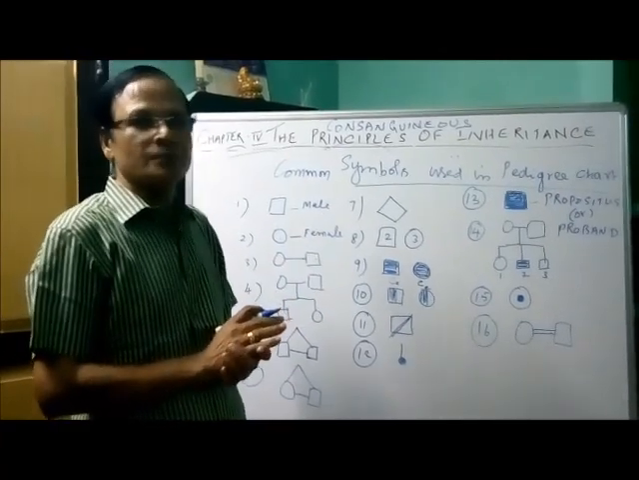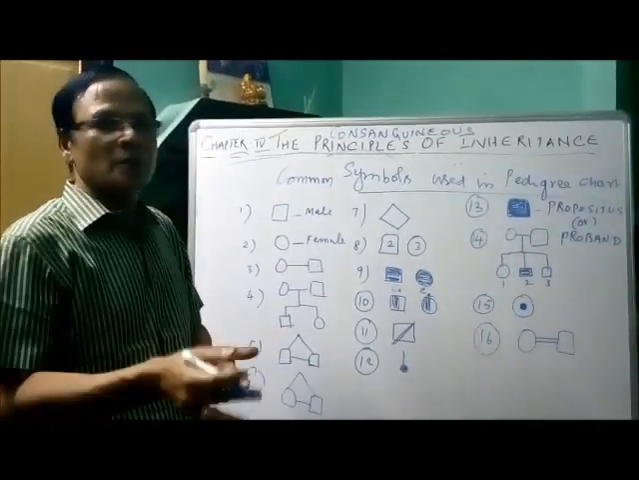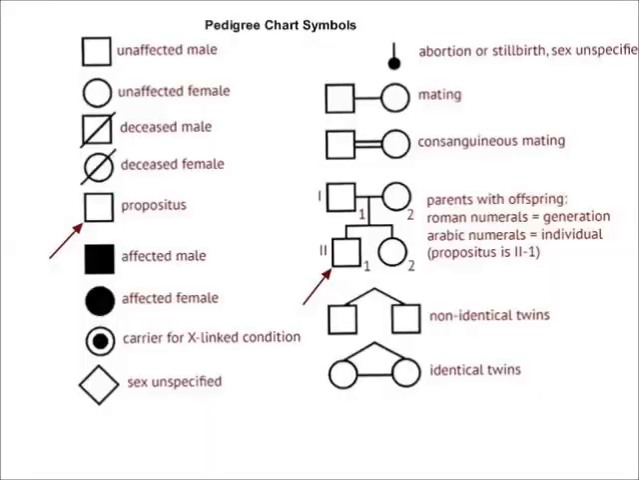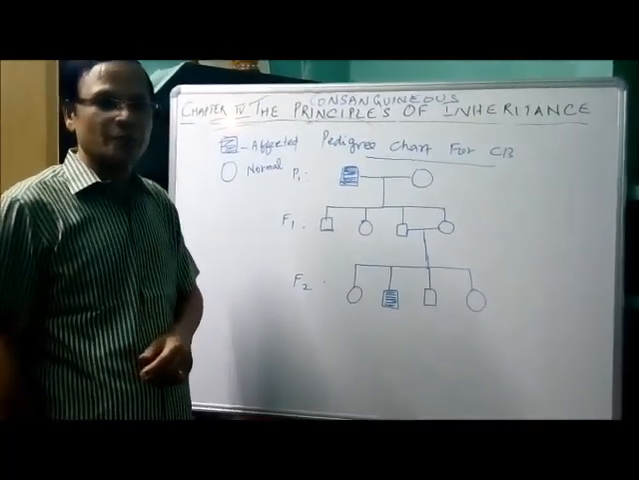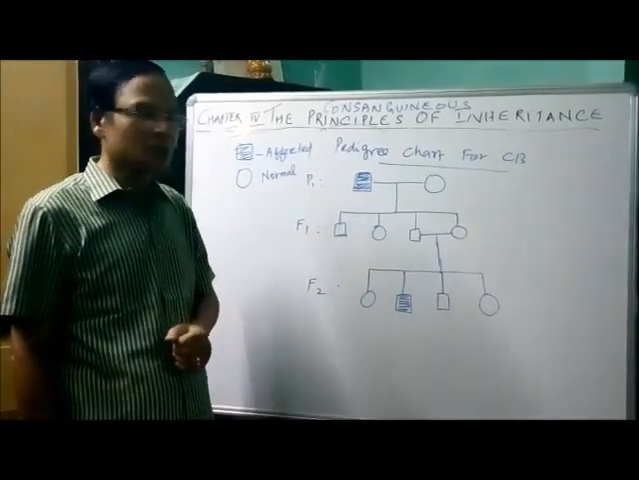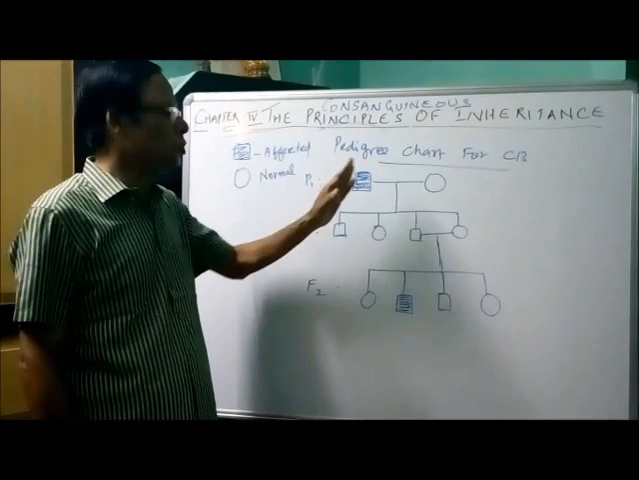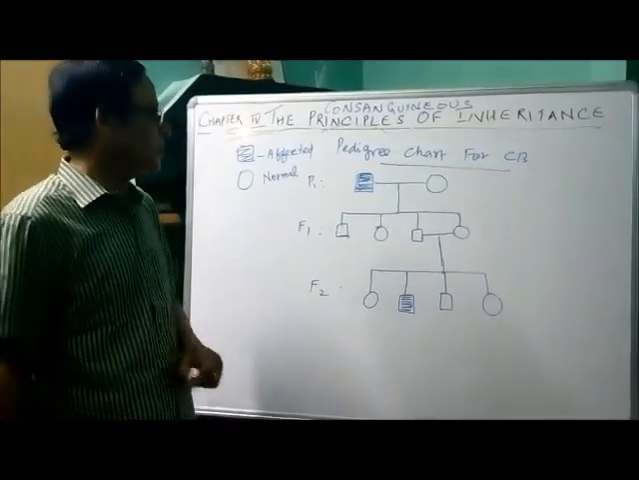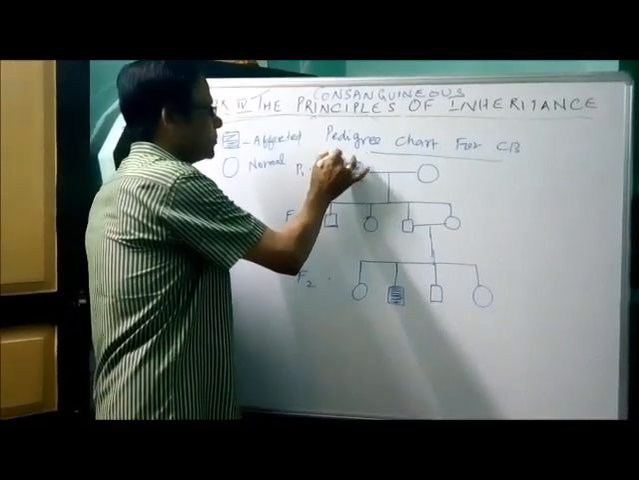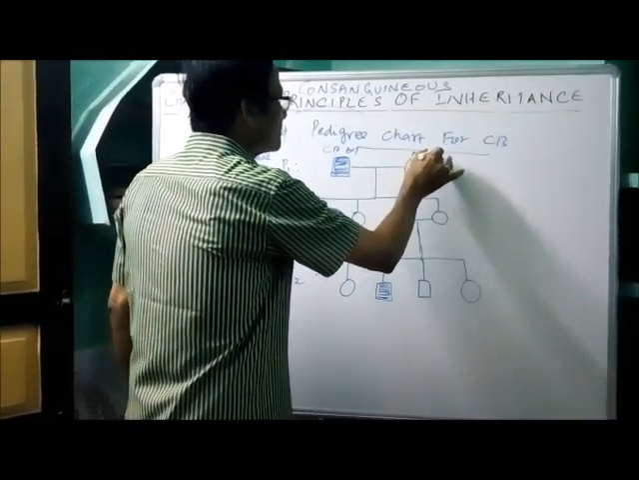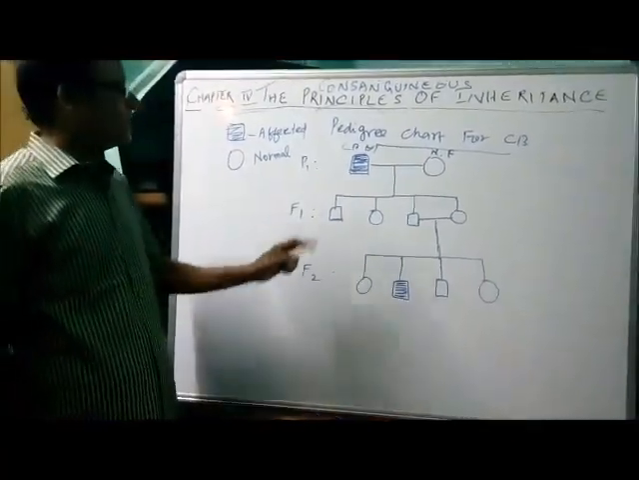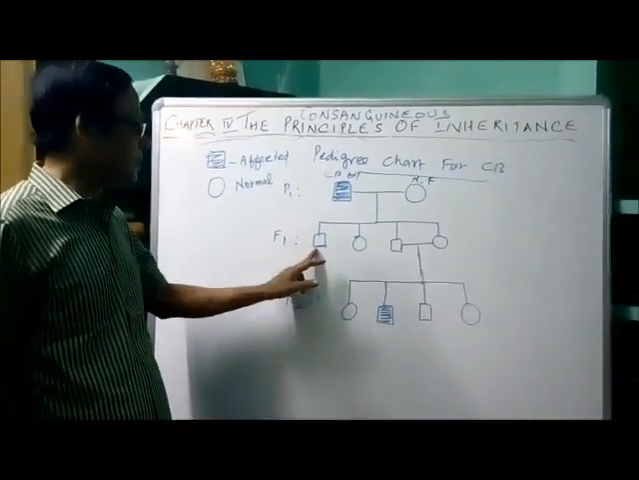Now I'll give one example. Here is the pedigree chart for color blindness. I am taking a simple picture only. I didn't give any words, only the figures and symbols are drawn. Now this is an affected male, that means a color blind male, and this is a normal female. You know, when the father is color blind, definitely the sons would be normal.